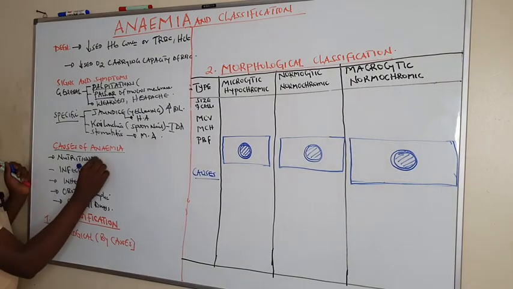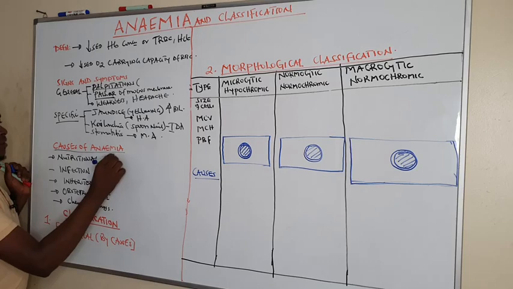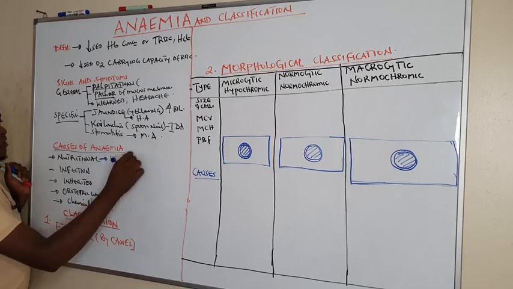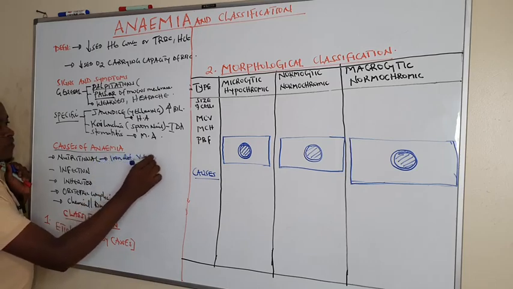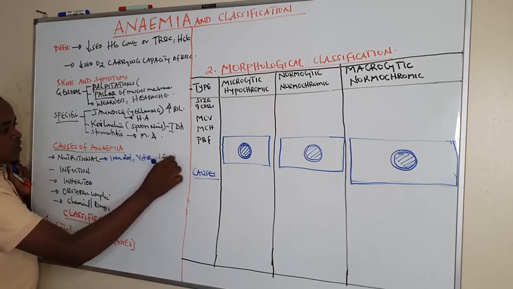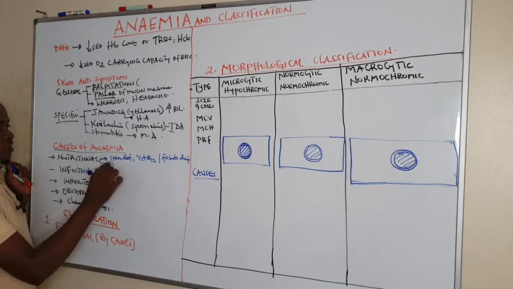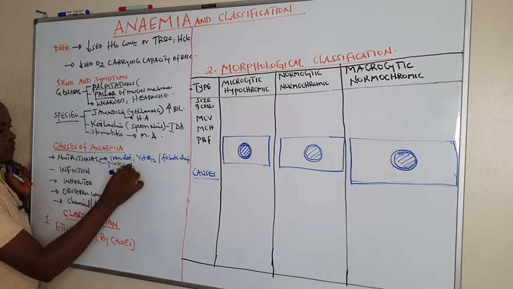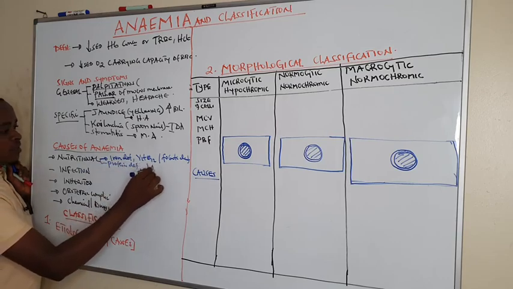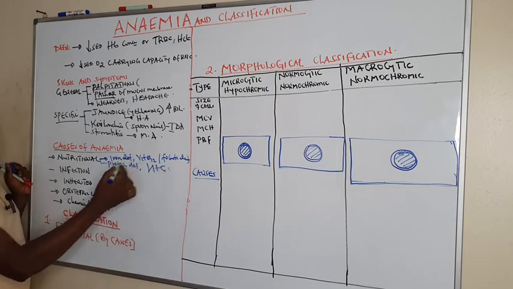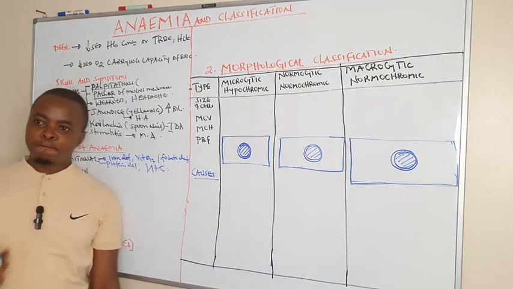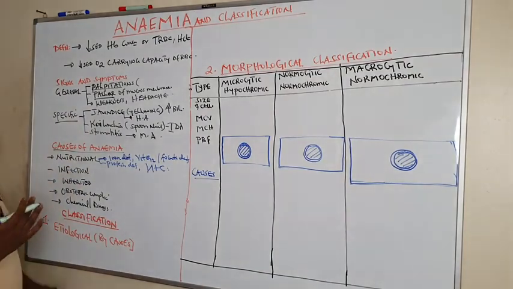And under nutritional, we can see iron deficiency can lead to that. Vitamin B12 and folate deficiency can cause anemia. Deficiency of proteins, protein deficiency, plus vitamin C. So whenever someone is deficient of these nutritional factors, they can develop anemia.